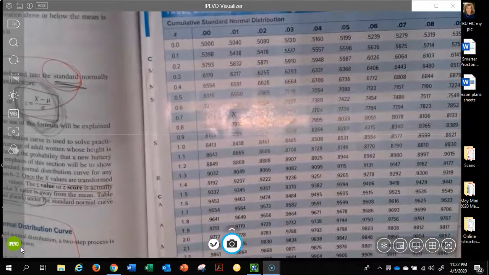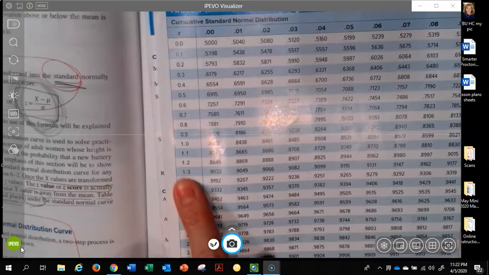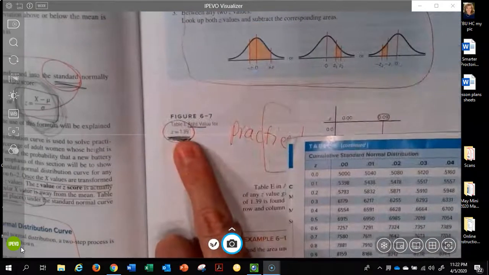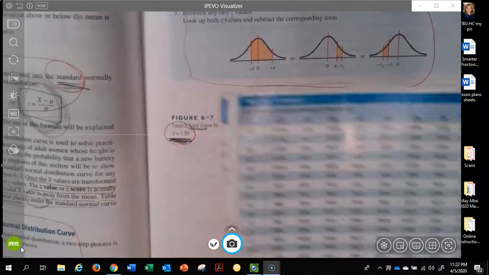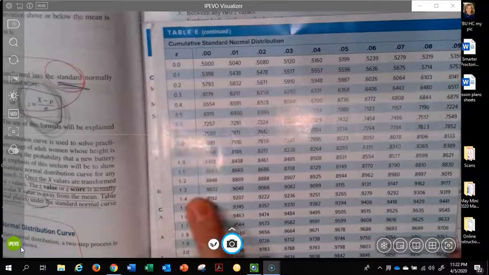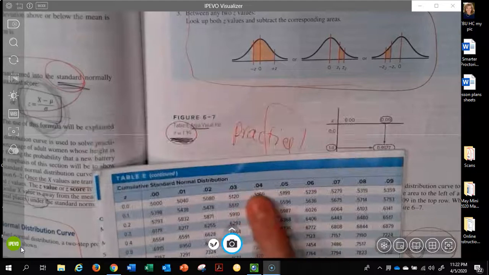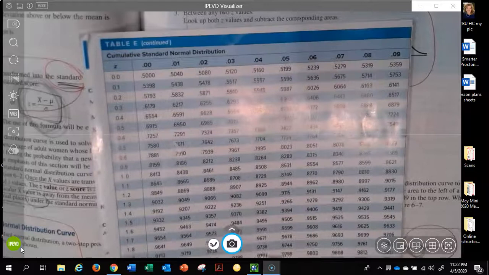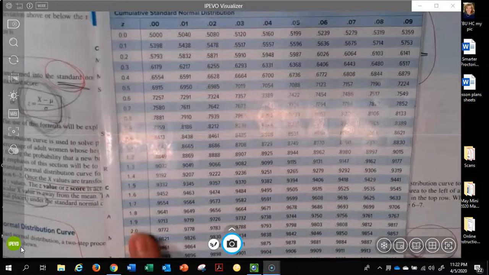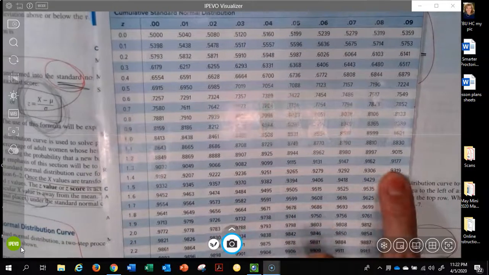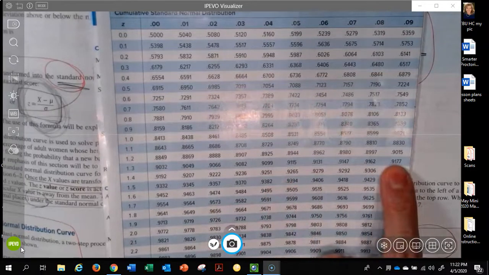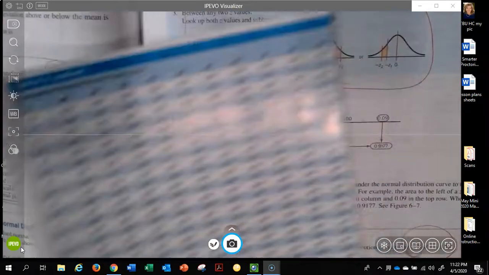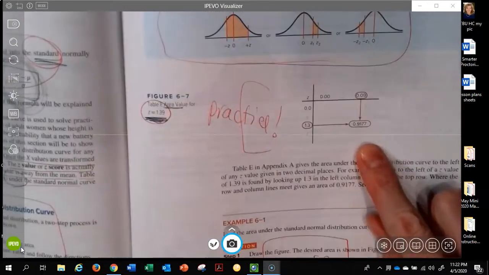When I look here, I've got the 1.3, but it was 1.39. So now I'm going to go at my 1.3. I'm going to go all the way across, and notice at the top we have the hundredths value, so I need to go to the 9. When I run my finger all the way across from 1.3 to 1.39, I get a value of the area under the curve of 0.9177. And that's what they came up with.